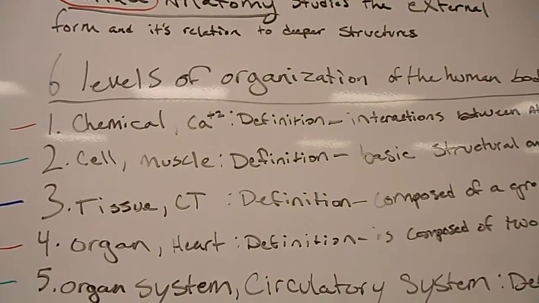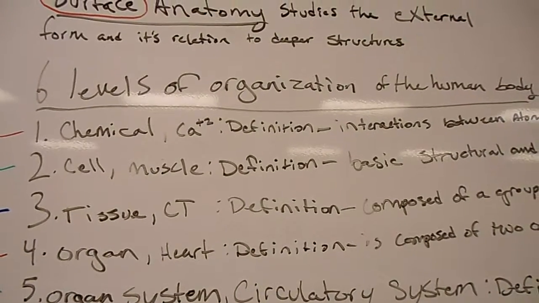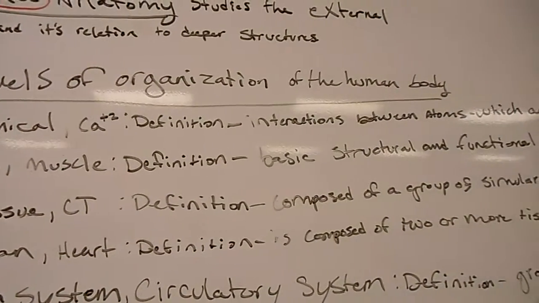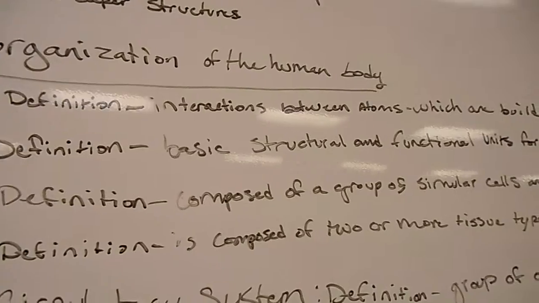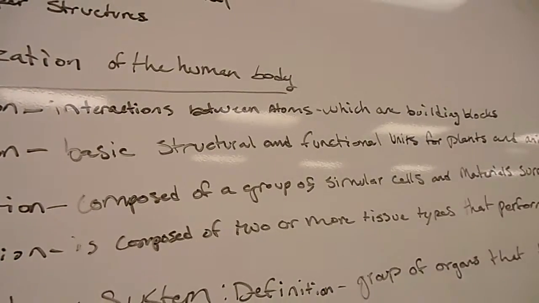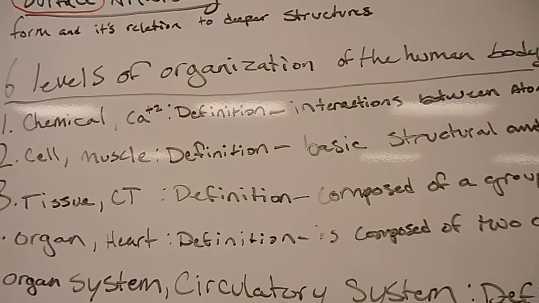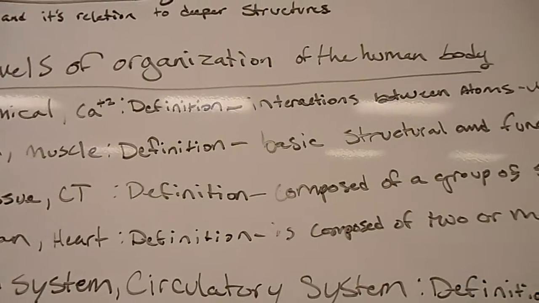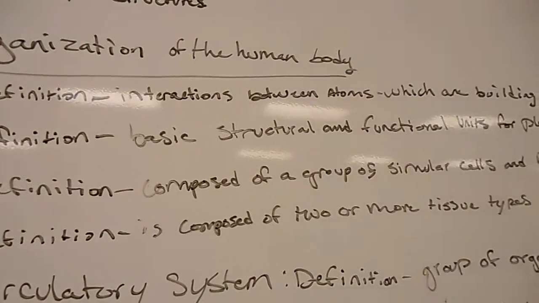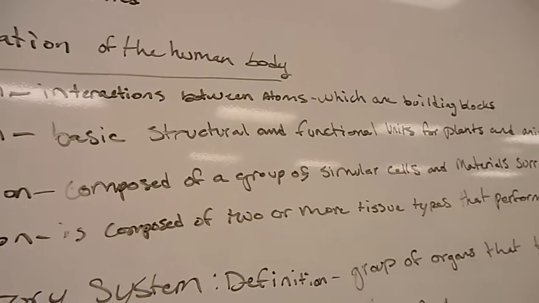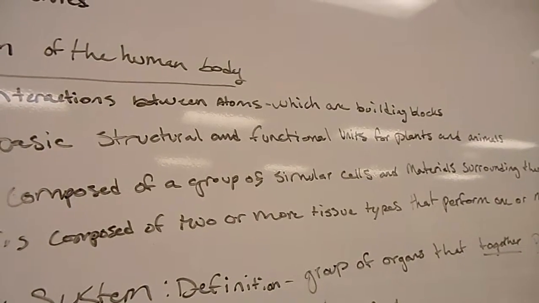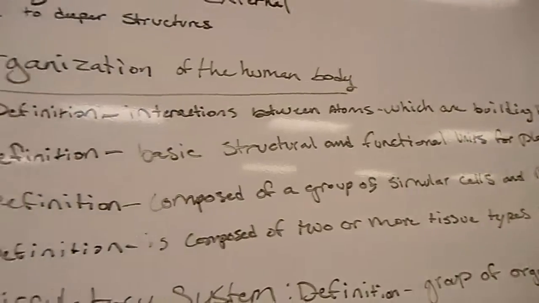The first one is chemical, such as calcium. Definition is interactions between atoms, which are building blocks. The second is cell, such as muscle cell. Definition is basic structural function units for plants and animals.